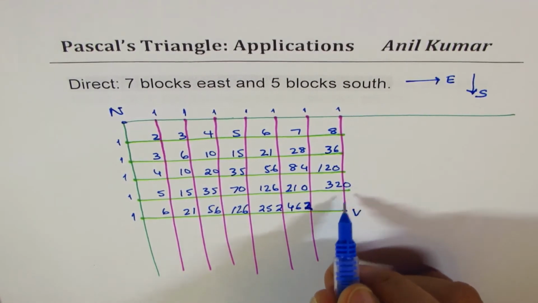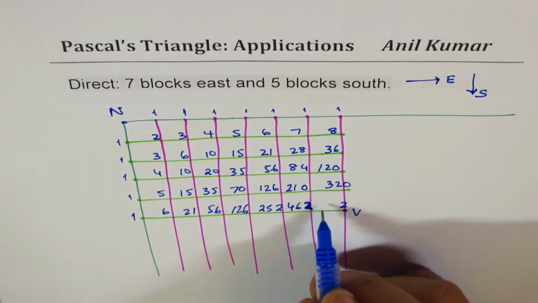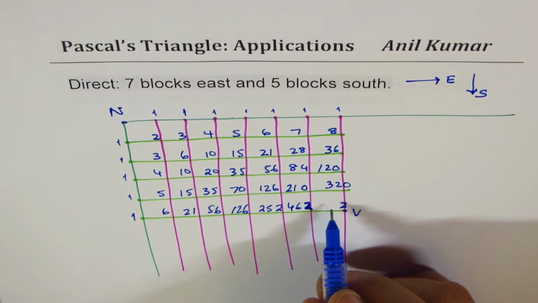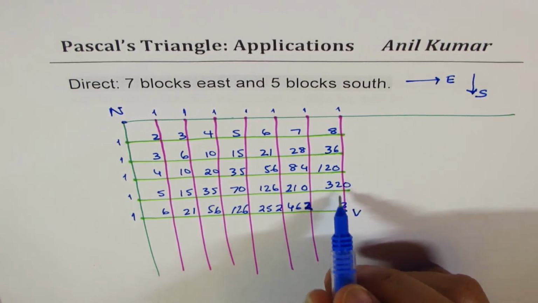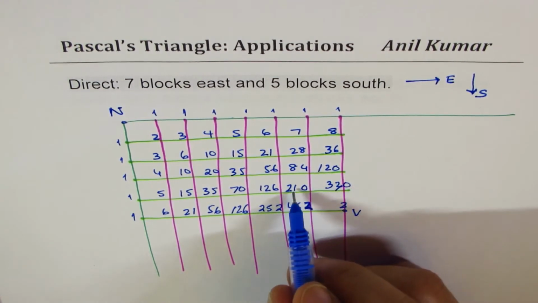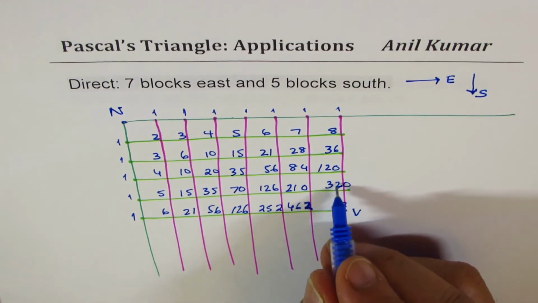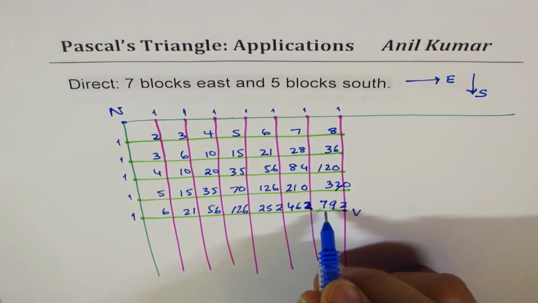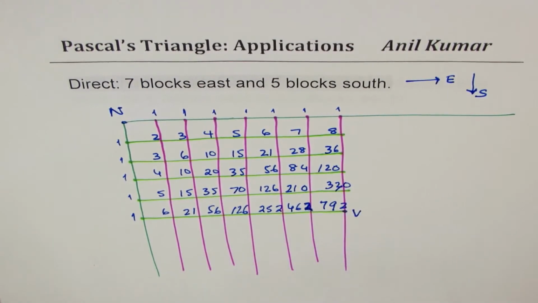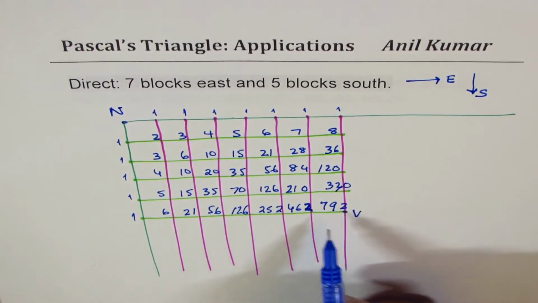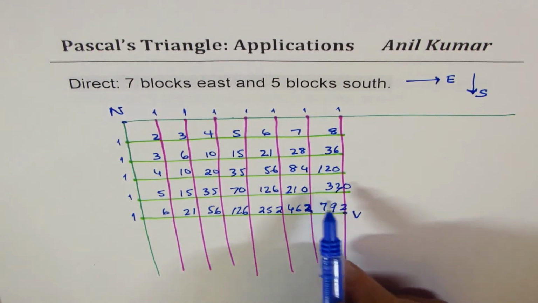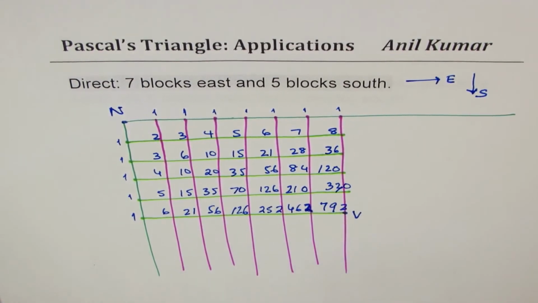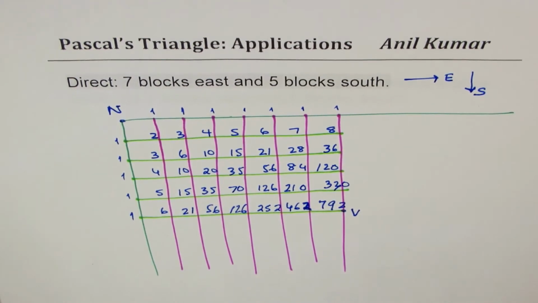to 320, 2 and 6 and 2 is, made a mistake, it should be 330. 10 and 20 is 330, 6 and 3 is 90, and that is 7. So we get 792. Correct? So that is all you get. So those are the number of ways in which Nirvan can go to Vishu's house.